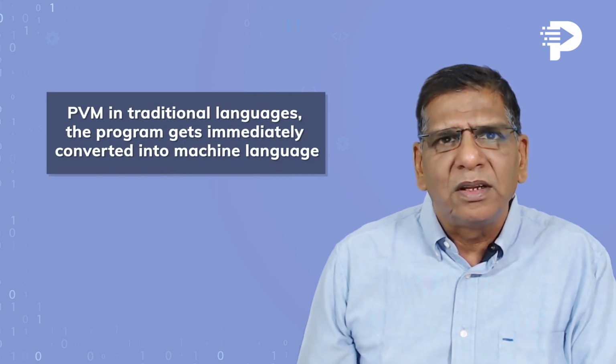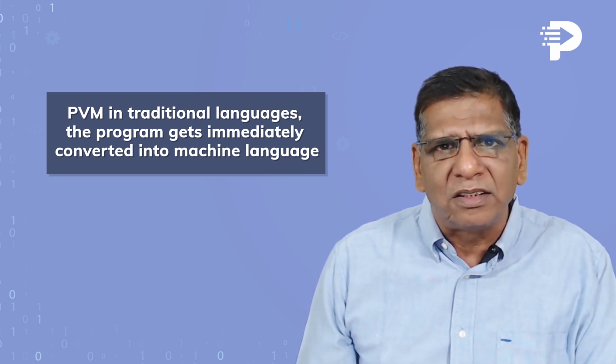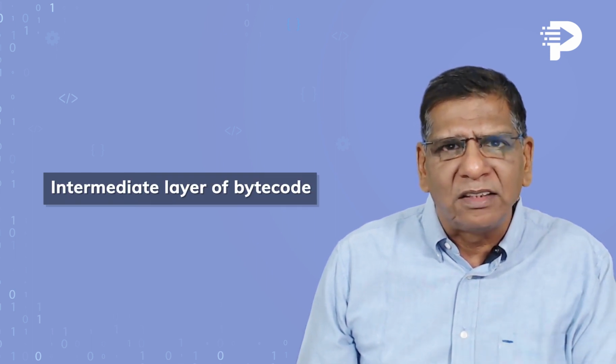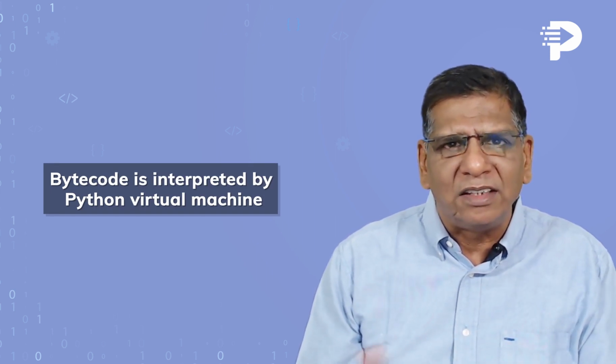But in the process of doing this, do we agree that we have introduced one extra layer of PVM? In traditional languages, the program got immediately converted into machine language, whereas here it will have to go through the intermediate layer of bytecode, and since bytecode is interpreted by the Python virtual machine on the fly, there is an additional layer involved. So even though we are able to gain portability, it will suffer from the point of view of speed. So it's really a tussle between portability and speed. Based on what your requirement is, you have to decide which language to choose.